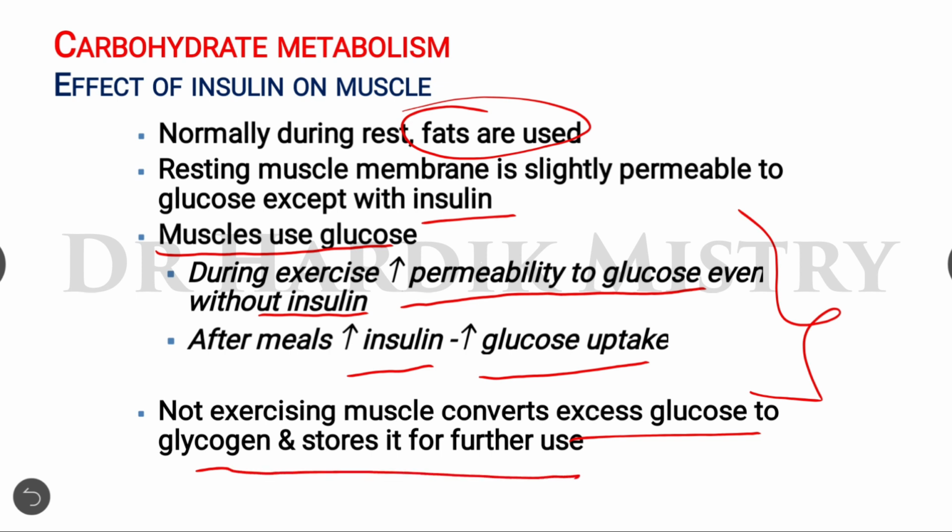Now what is happening at the resting condition? With insulin, the muscle glucose uptake will increase. Now what will the muscle do at the resting condition, that means the non-exercising condition? Whatever excess glucose molecules have been taken up by the muscle are converted to glycogen, and the glucose is stored inside the muscle in the form of glycogen for further use. That means when there is a need for energy, the glycogen will break down. Alright, so that is the carbohydrate metabolism and effect of insulin on the muscle.